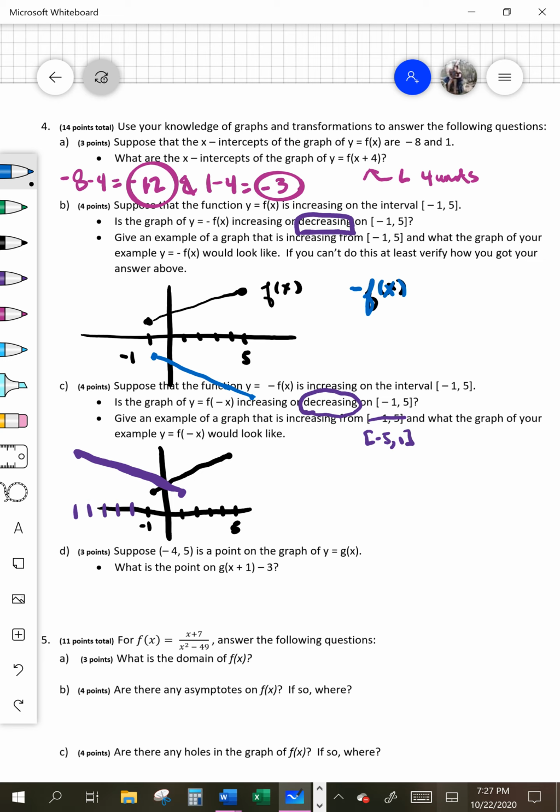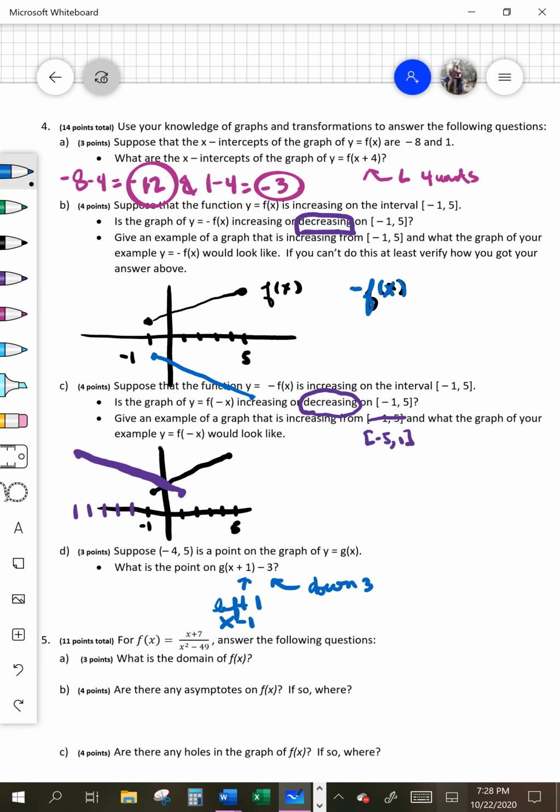So the next piece, we have a point -4, 5. This is a point on the graph y equals g of x. What is the point on g of x plus 1, end of our parentheses, -3? So order matters when we're doing transformations. First horizontal shifts. This +1 says to the left 1. So we're going to subtract 1 from our x value. And this -3 is saying down 3.